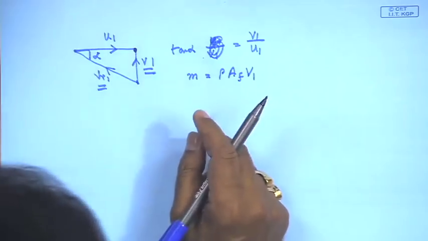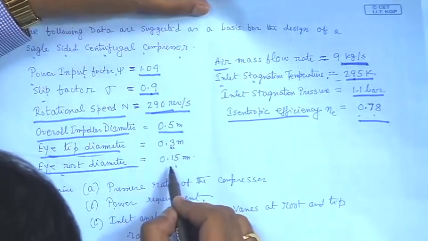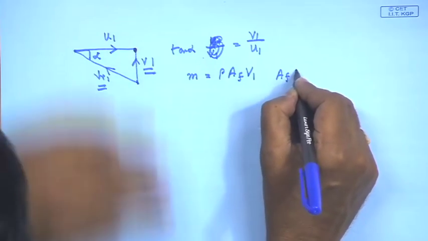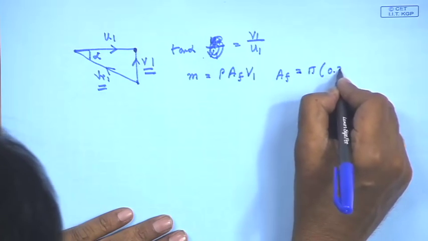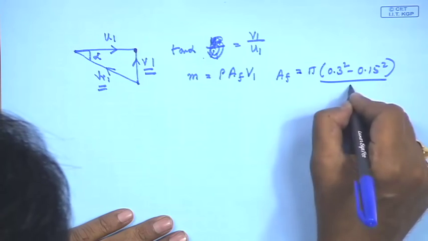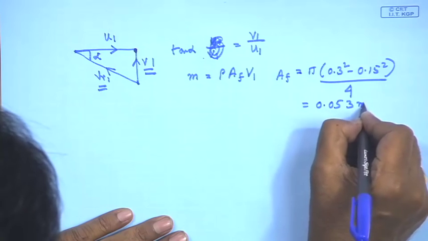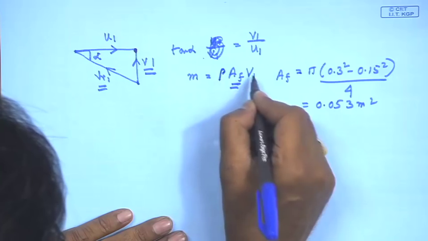Okay, now AF is given. How is AF given? AF is given because the tip diameter and the root diameter are there. So one can find AF as pi into 0.3 square minus 0.15 square by 4, and this is equal to 0.053 meters square. So I know AF.